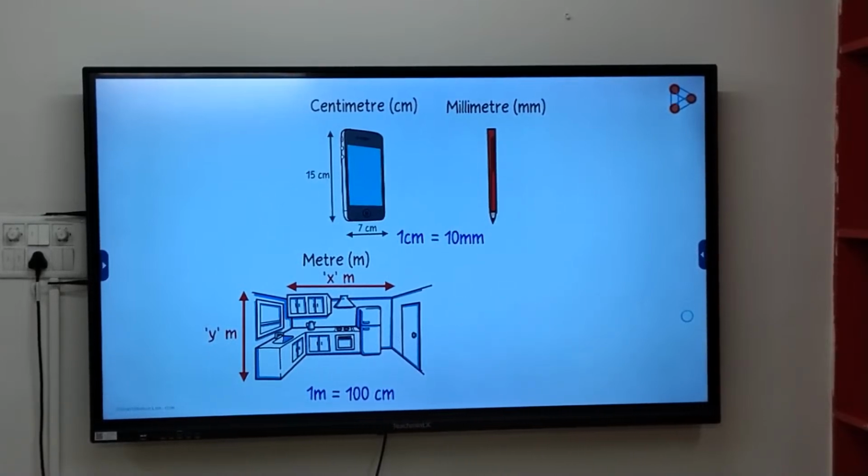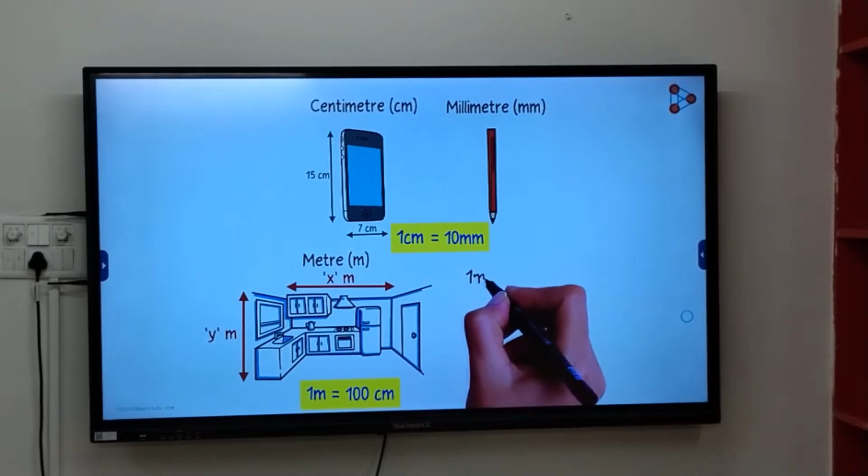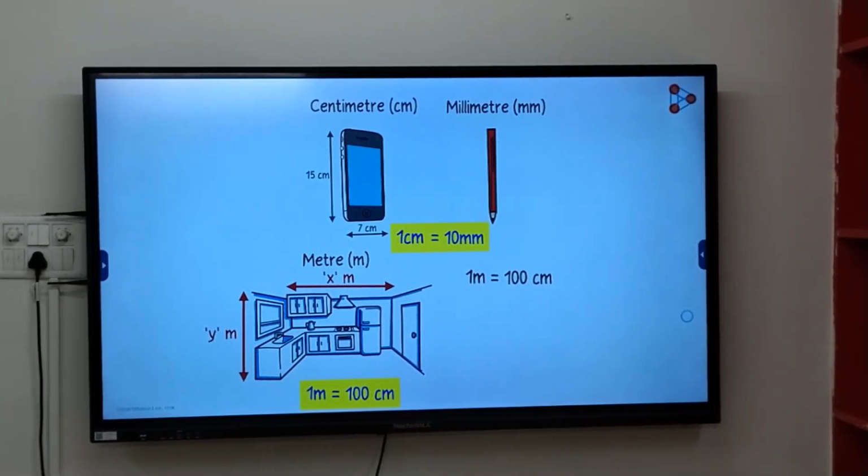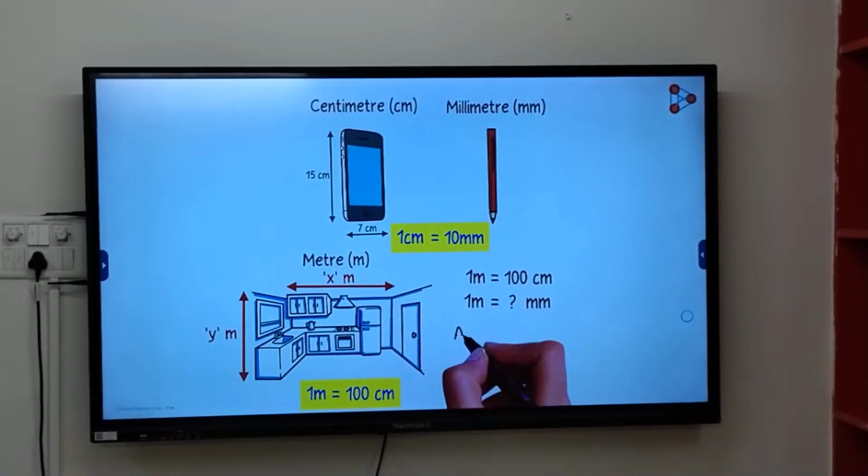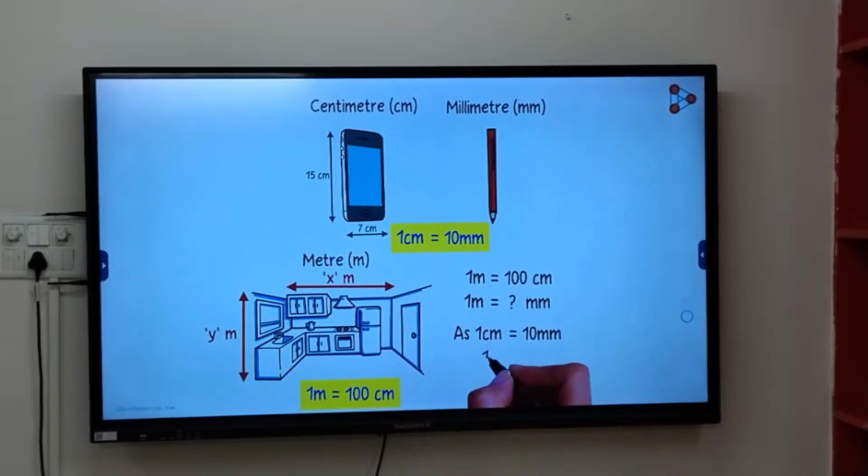Let me quickly recap what we learned. 1 centimeter is 10 millimeters and 1 meter is 100 centimeters. For measuring slightly larger lengths, we use meters, and for tiny lengths, we use millimeters. Let me ask you a simple question now. If 1 meter is 100 centimeters, then can you tell me how much 1 meter is in terms of millimeters? As 1 centimeter is 10 millimeters, 1 meter will be 100 times 10 millimeters. And that equals 1000 millimeters. So 1 meter is 1000 millimeters.